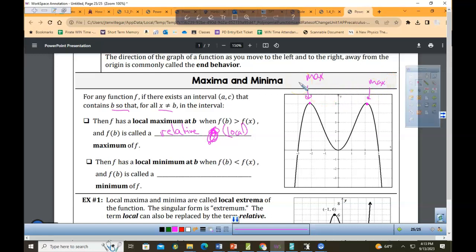Now, f has a local min such that f of b is less than f of x, then that is called a relative min or local min. Now, this one's tricky. So this right here would be my local min, my relative min, as it's smaller than all the surrounding values, but it's not the smallest the function can be. Okay, so that's a relative min, because I'm smaller from here to here. I'm not the smallest.